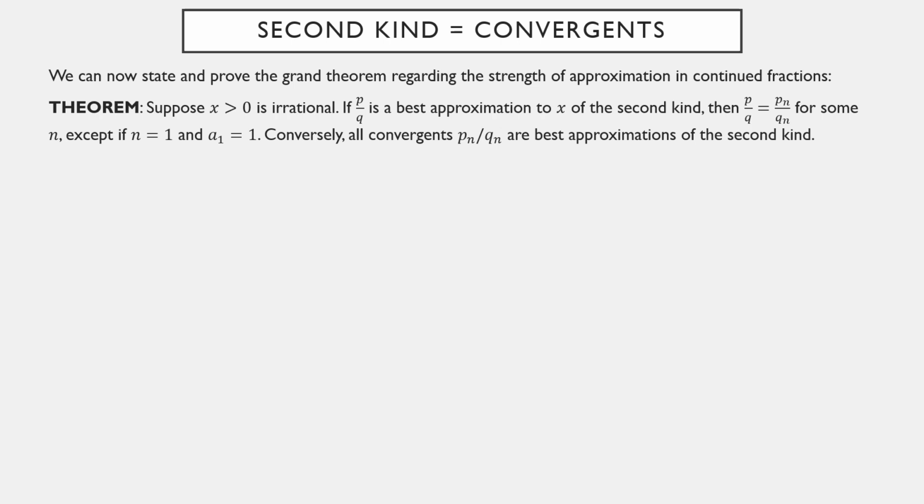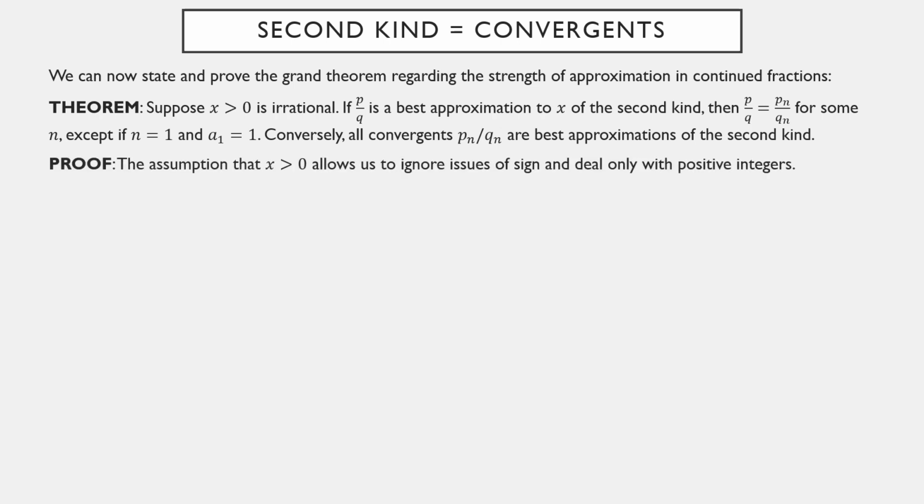and conversely, with the exception of n equals 1 and a1 equals 1, all of the convergents pn over qn are also best approximations of the second kind. So with this odd little asterisk on maybe a1 equal to 1 and you're looking at p1 over q1, we'll see why that exception pops up. Other than that, best approximations of the second kind are exactly the same thing as convergents of continued fractions.